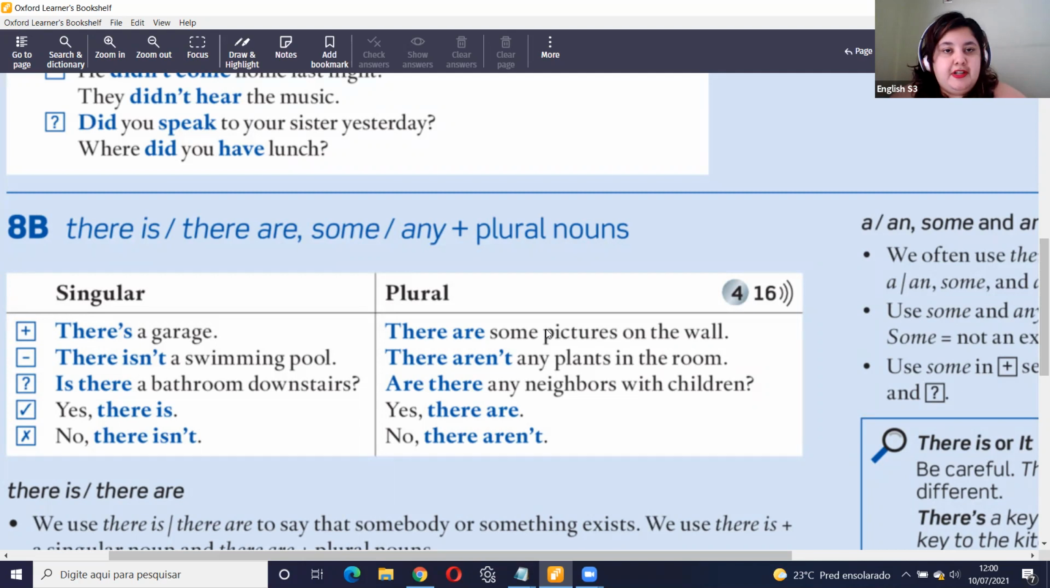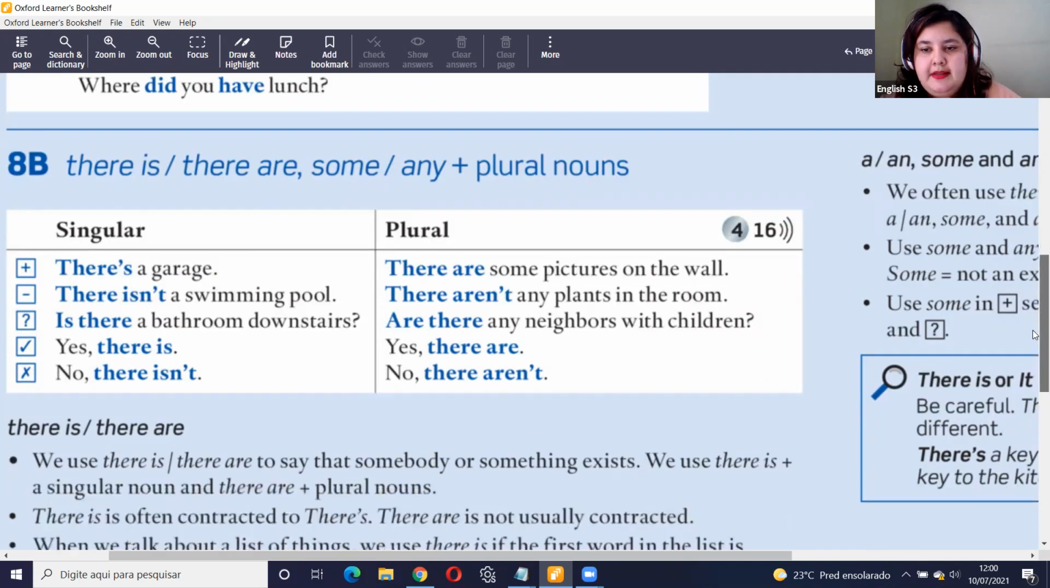Mesma coisa se você for descrever a sua vizinhança. For example, em Niterói, there are 2 shopping malls. There isn't an airport. There are many beaches. There is a public university, UFF. Okay? So, that's basically it.